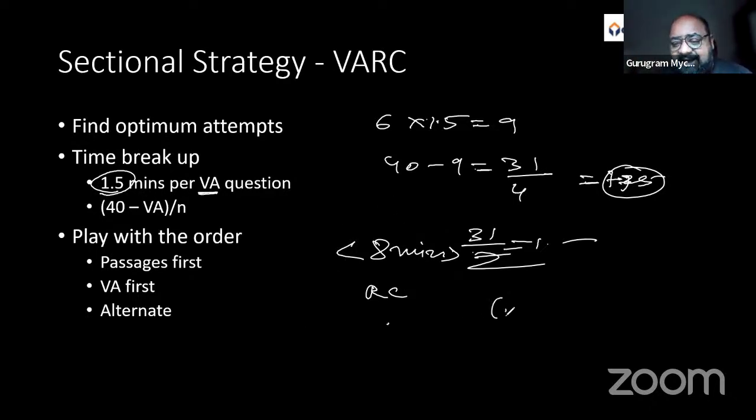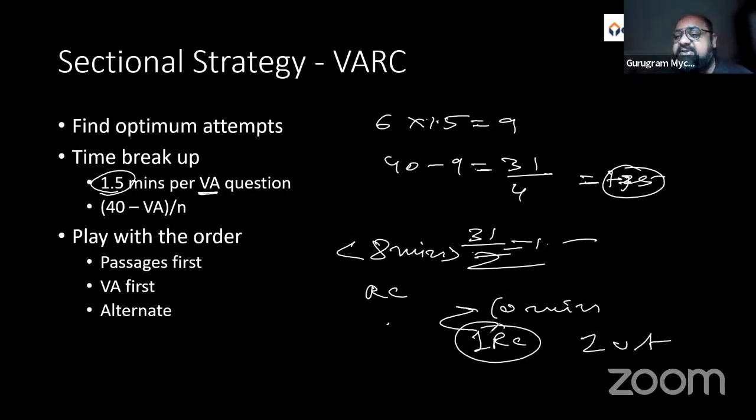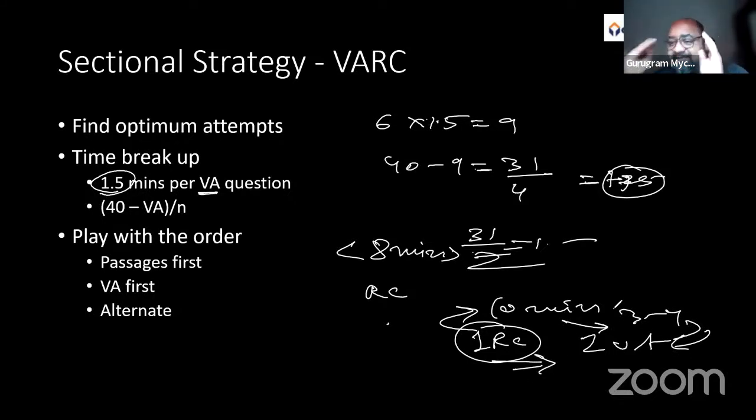So suppose 10 minutes are left in the paper, there is one RC and 2 VA questions left. Do the RC first. When you are done with it, even if you have 3 to 4 minutes, you might be able to attempt the 2 VA questions. If you overshoot in the RC, even then you will have time to at least attempt 1 VA question, right? So don't leave the RC for the complete end. That is one thing you can look at. This is a good way to go on, alternating.